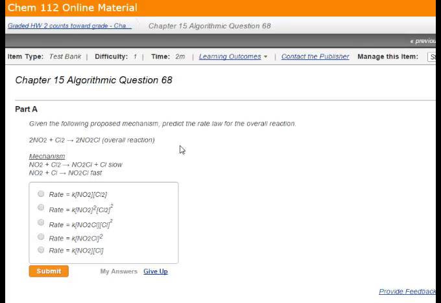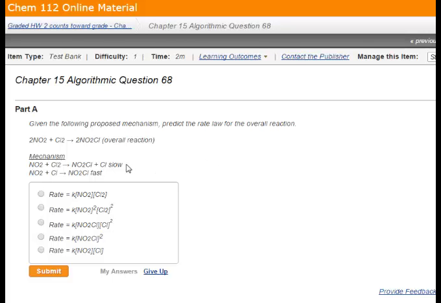And then this is our last chapter 15 question, and it's about a mechanism, and this is what we talked about in class just this morning on Monday. So we have an overall reaction, stoichiometric balanced equation, 2 NO2s plus Cl2 gives us our product. And then a mechanism is proposed that has a slow step and a first step. And then, given the following proposed mechanism, predict the rate law. What would you predict that the rate law, when you go in and do the experiment, turns out to be?